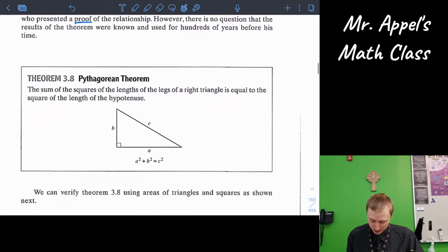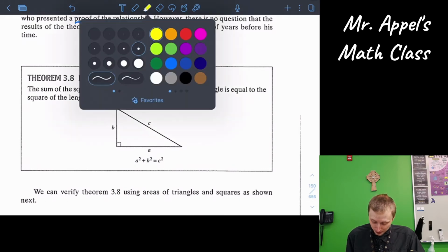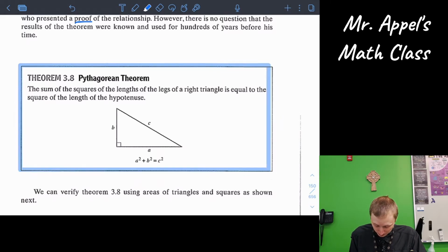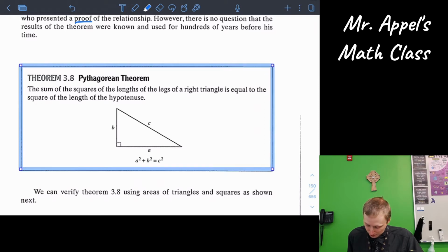And here it is in its shining glory, the Pythagorean Theorem. The sum of the squares of the lengths of the legs of a right triangle is equal to the square of the length of the hypotenuse. So we are squaring the legs, make sure it's a right triangle, and that will be equal to the square of the hypotenuse. Again, the hypotenuse always refers to that longest side across from the right angle. Or, algebraically, you could write it a squared plus b squared equals c squared.